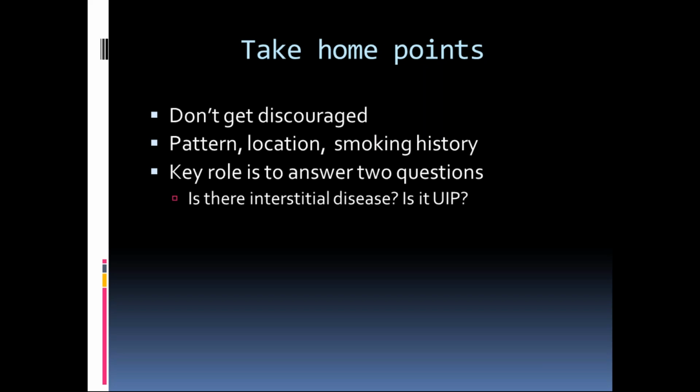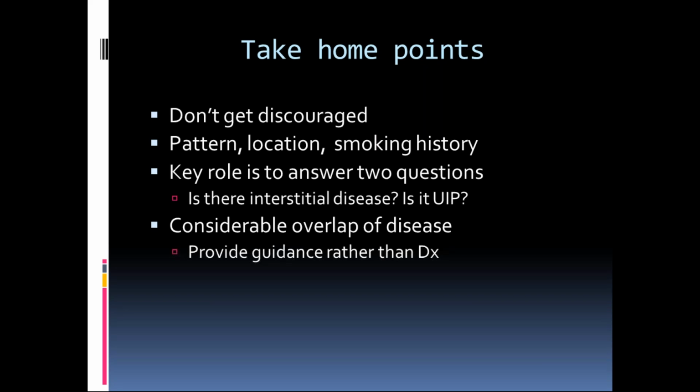Remember, the key role as far as being an imager is to answer two questions, okay? If you can answer these two questions, your pulmonologist will actually start paying attention to you, because you're doing him a favor and doing what he or she wants you to do. Is there any interstitial disease? First and foremost, are you looking at a normal HRCT, or are you looking at pathology? And if there's pathology, is it UIP? So those are the two major questions to answer in every single one of the HRCTs.